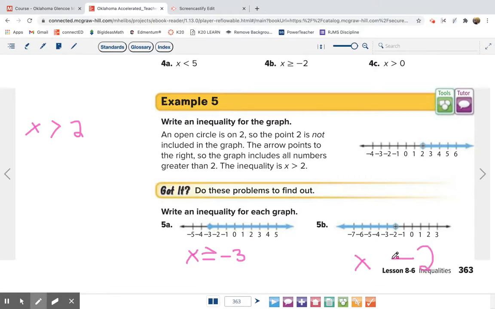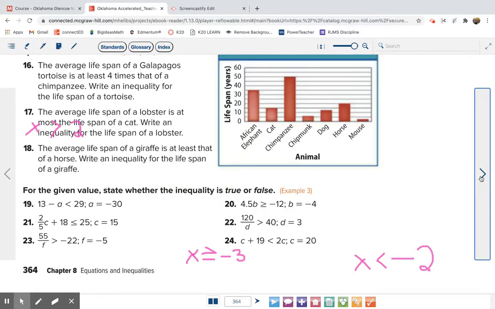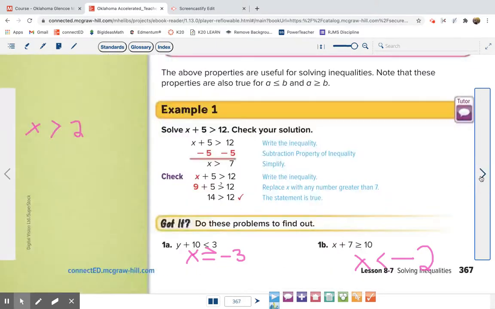On 5B, it's at -2. Sorry, that's a really big negative sign. And my circle is open, so it's either less than or greater than. If I look, the shaded part is getting smaller, so x is less than negative 2. I think that was the last one from that section.